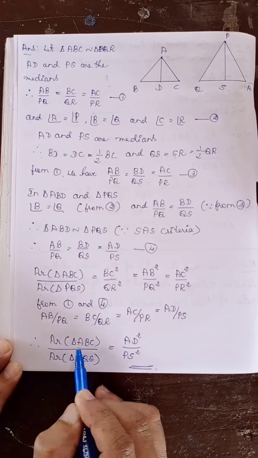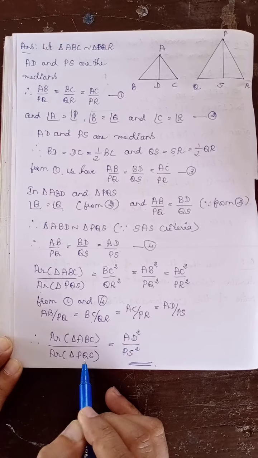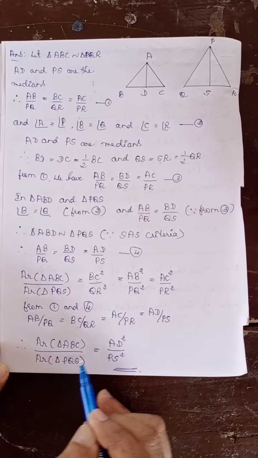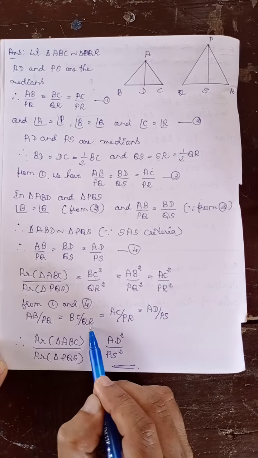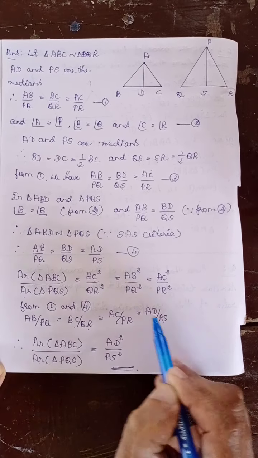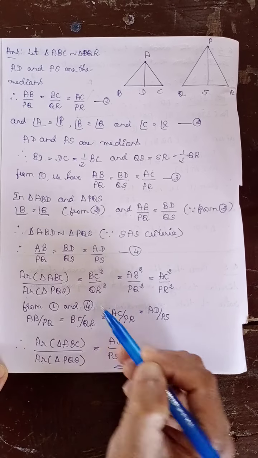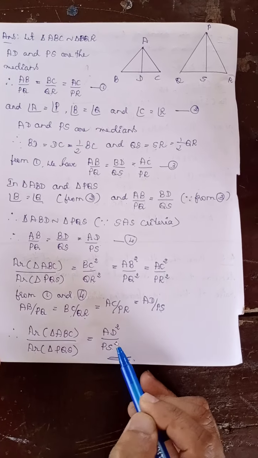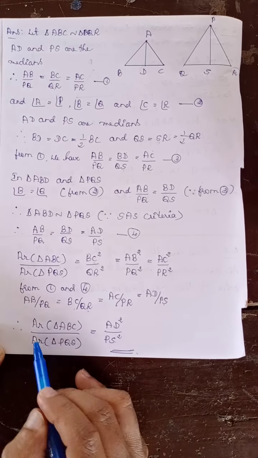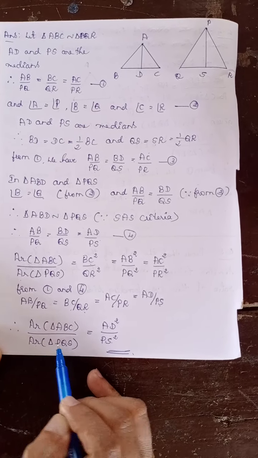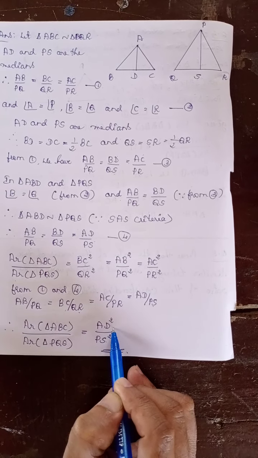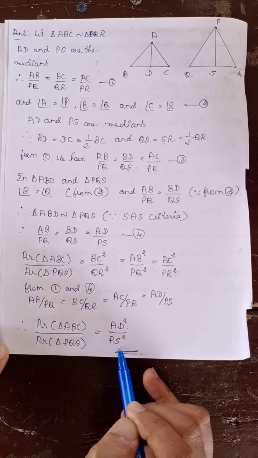Therefore the area of triangle ABC divided by the area of triangle PQR is equal to, since BC by QR is AD by PS, BC square by QR square will become AD square by PS square. Hence the ratio of the areas of two similar triangles is equal to the square of the ratio of their corresponding medians.